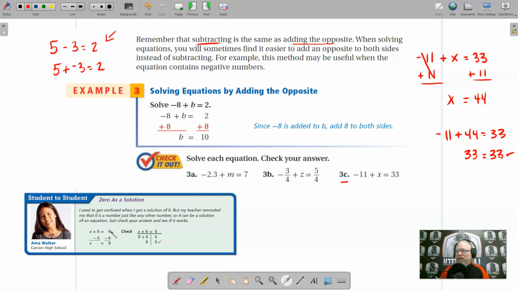X plus 6 equals 6. Well, if you subtract 6 from positive 6 and get 0, leaving it just x, and 6 minus 6 is 0, that seems to check out. If you plug it back in, 0 for x, 0 plus 6 is 6. Does 6 equal 6? Indeed it does. So remember, 0 is a possible solution to some equations.